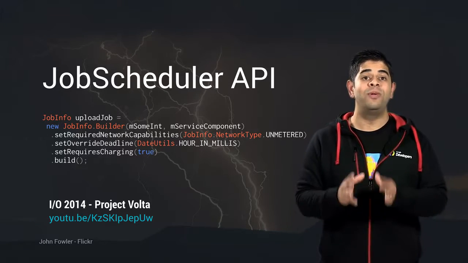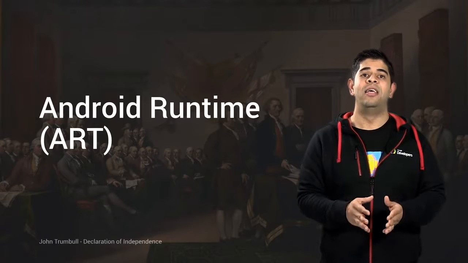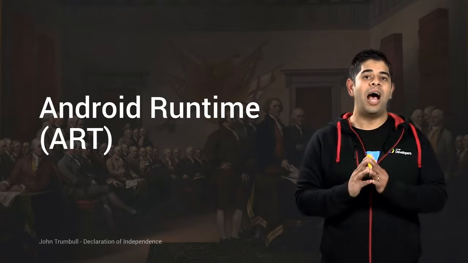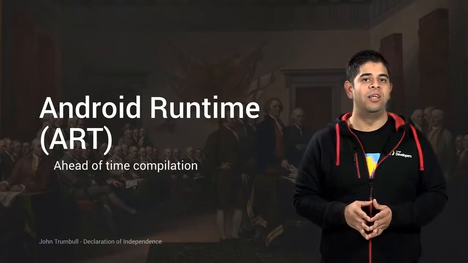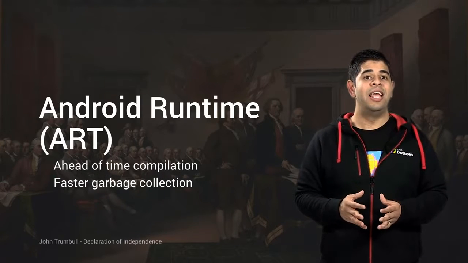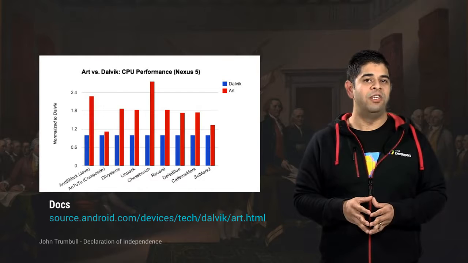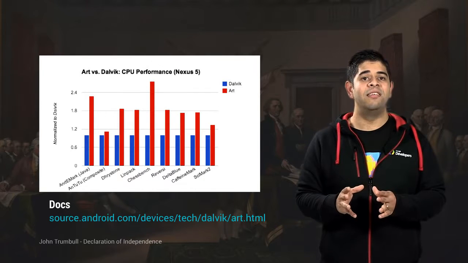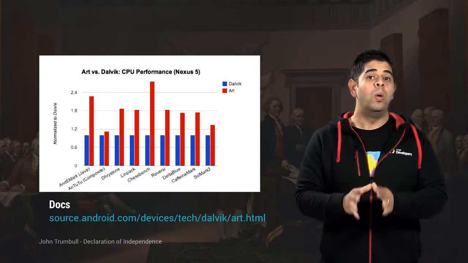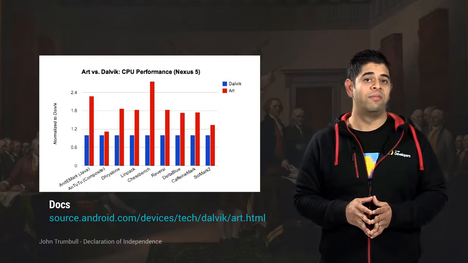Android 5.0 ships with the Android runtime known as ART as the system default. ART offers ahead-of-time compilation, more efficient garbage collection, and improved development and debugging features. In many cases, it improves the performance of your app without you having to change your code.